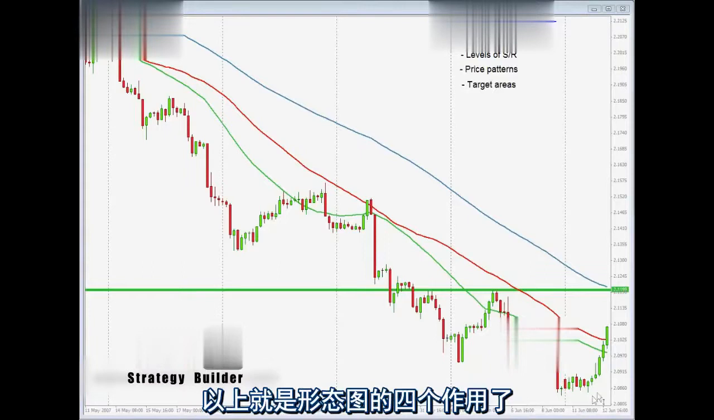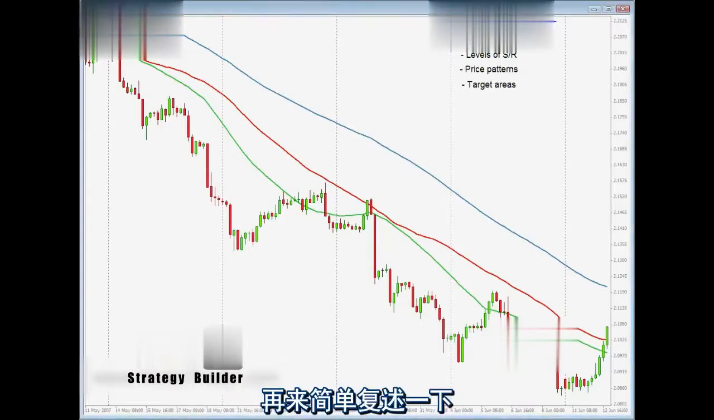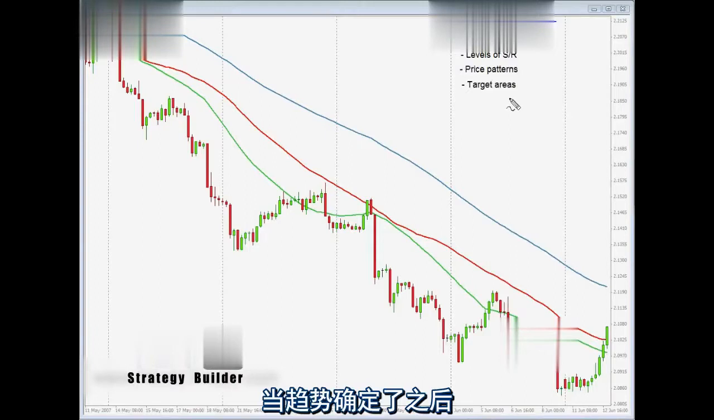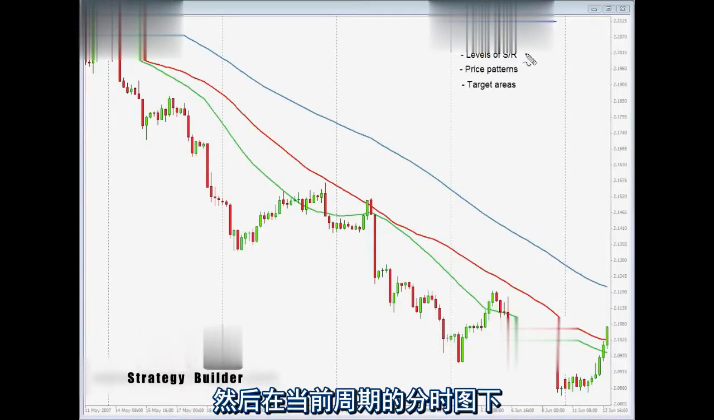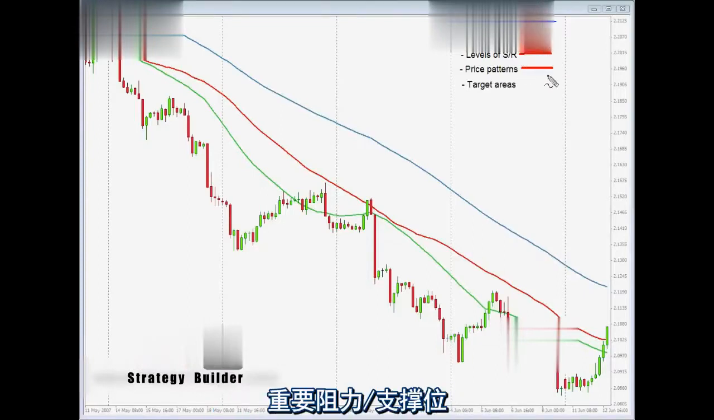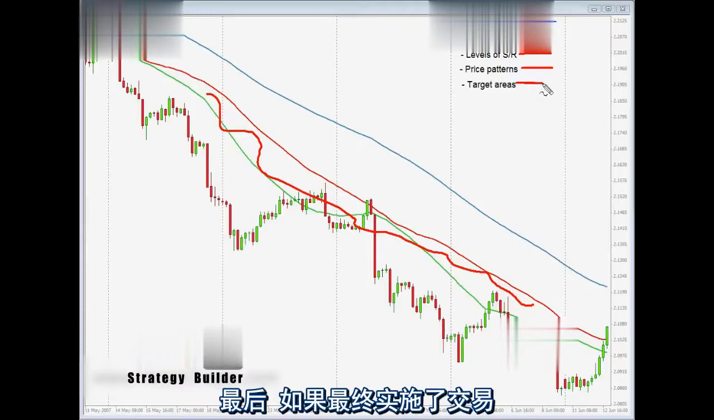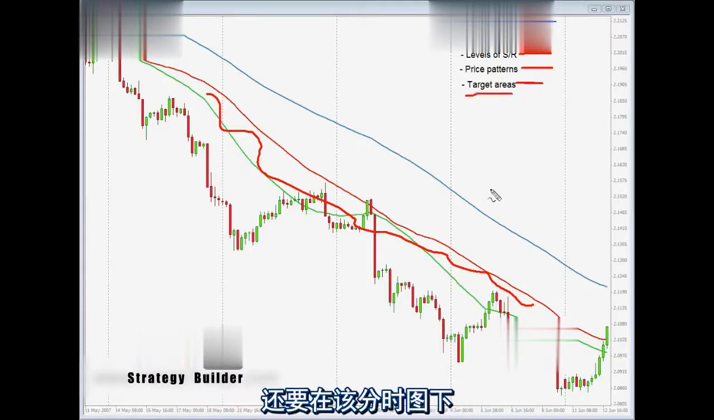Those are the 4 uses I make of the setup chart. Once again, recapping really quickly: trend establishment, the most important of all. Once we've determined that we are indeed in a trending scenario, then in that time frame I will search for price patterns, levels of significant support or resistance, especially confluences around the dynamic areas of support and resistance. And finally, if I eventually take my entry, I will also define my target areas off the 4 hour time frame, or whichever time frame is my setup chart.